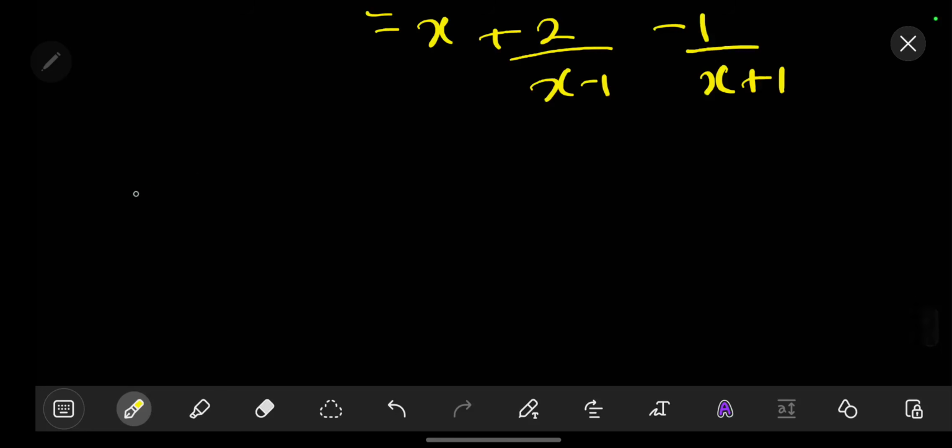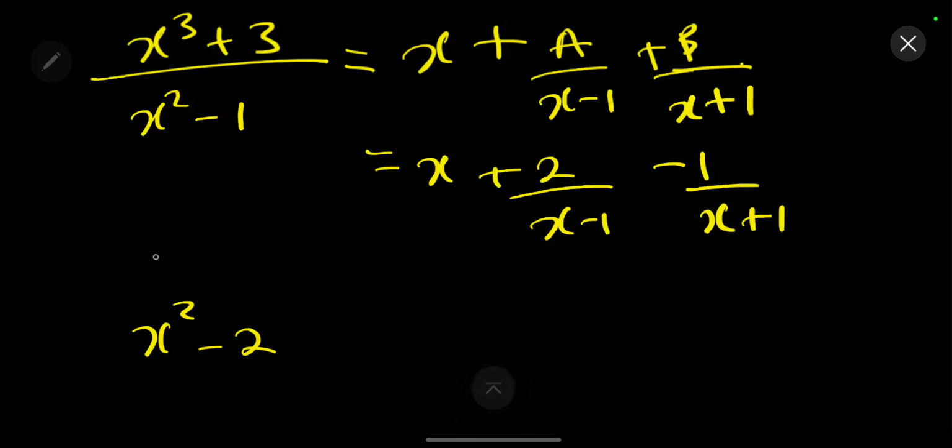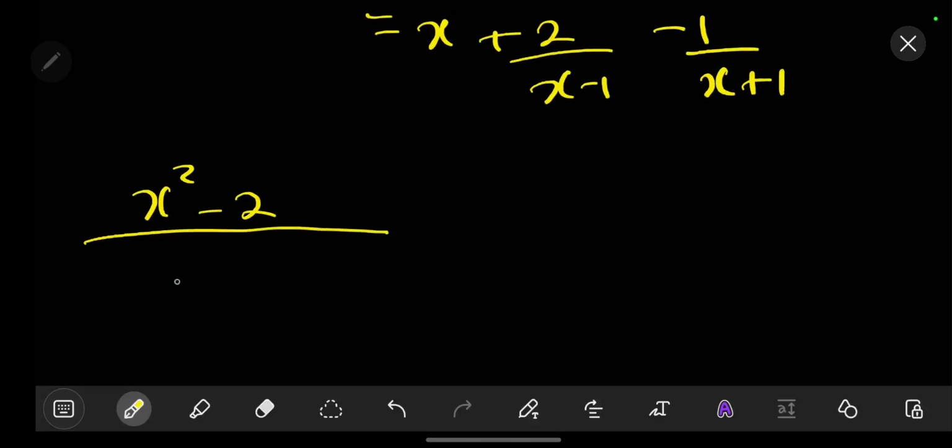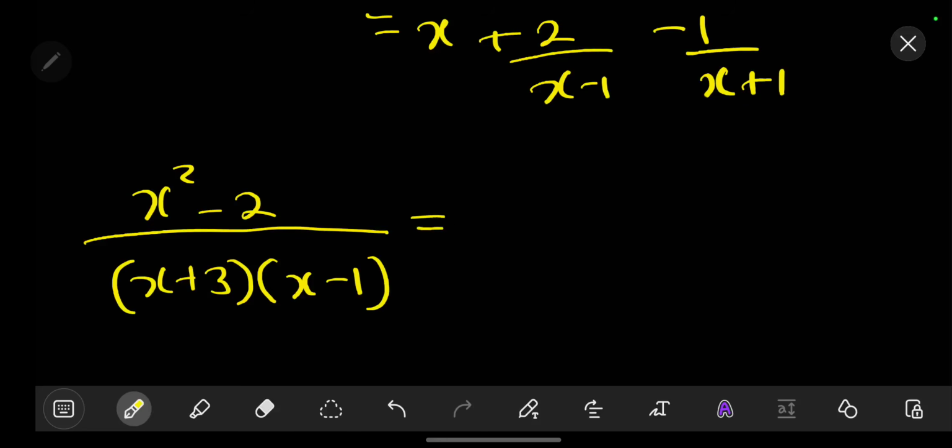Let's look at this other one. Let's say we have x to the power of 2 minus 2 over, we have x plus 3 times x minus 1, like that. So if we have this already, this is an improper fraction because the power of the numerator and the denominator should not be equal. If you multiply this and this, it will give you x squared. So we have to use the long division again.